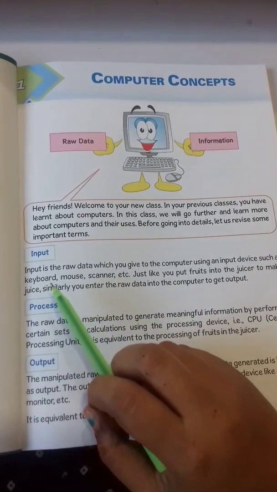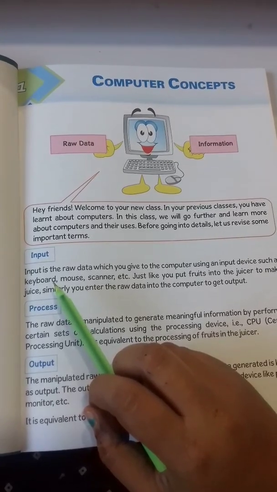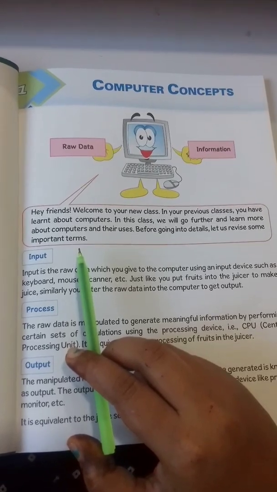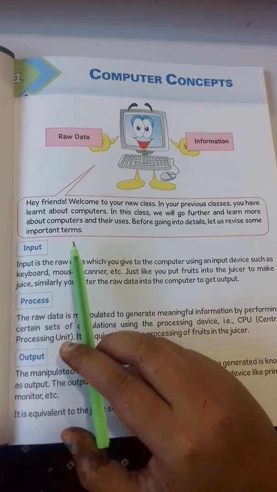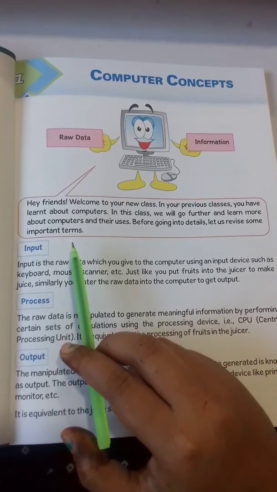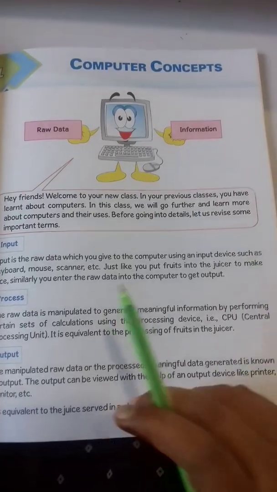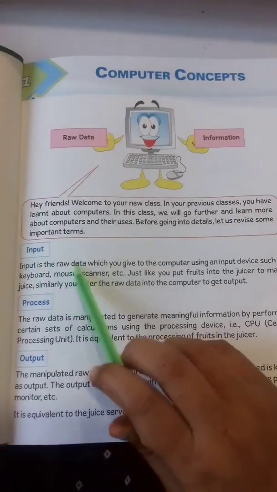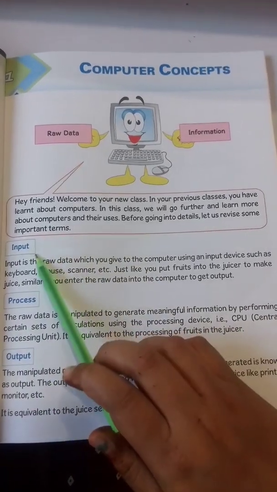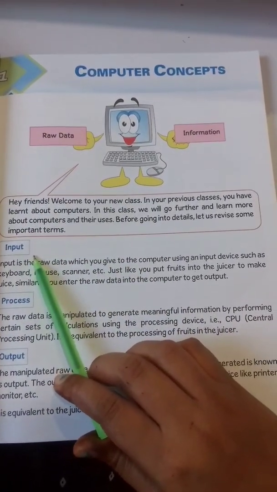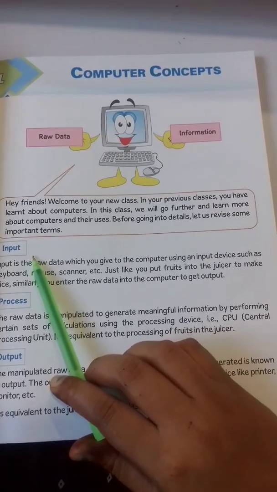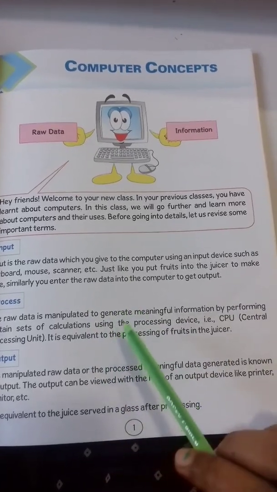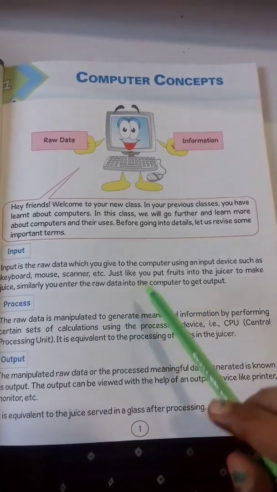In this class we go further and learn more about computers and how they are used. Before going into details, let's revise some important terms. Some terms are like input. A computer's work is to perform input, process and output. What do you mean by input? Input is raw data given to the computer using an input device such as a keyboard, mouse and scanner.